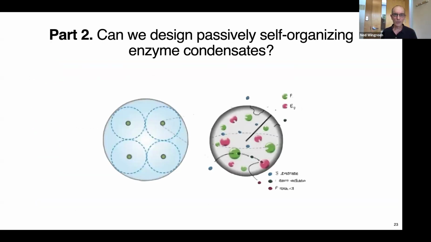So for part 2, I'm asking the question, can we design passively self-organizing enzyme condensates that organize to the right size? So not just some kind of size control, but the right size. This is an image from a paper we wrote a long time ago about enzyme clusters. The idea is that you might want to have enzymes clustered together to speed up the processing of intermediates. That's the big idea, but there's a right size to do this.